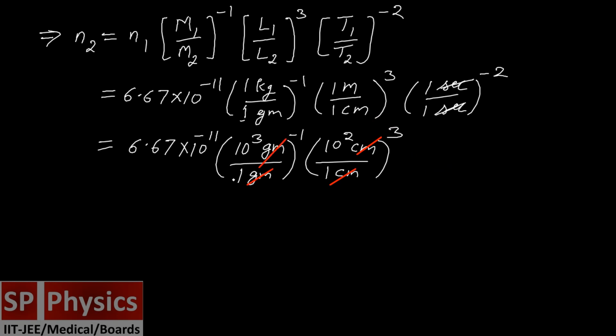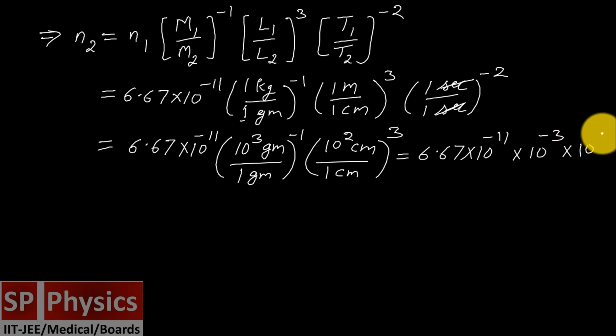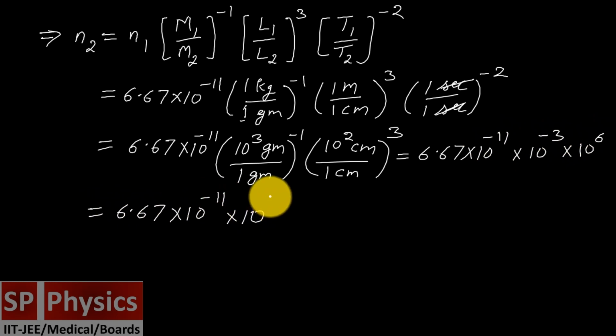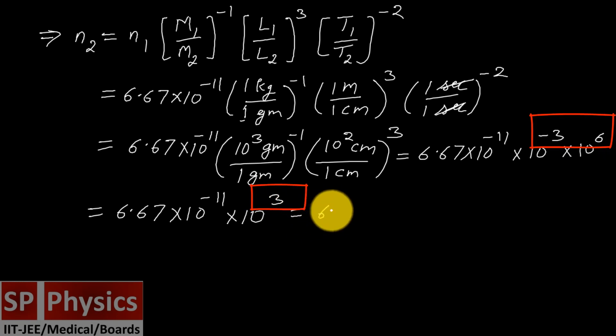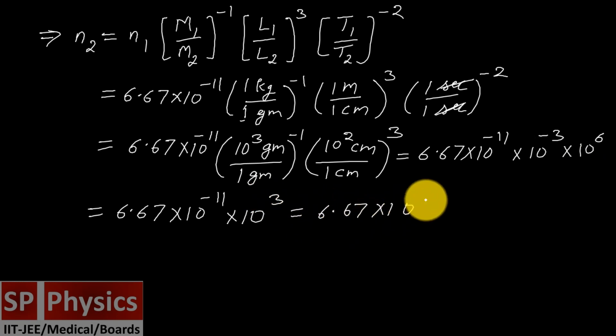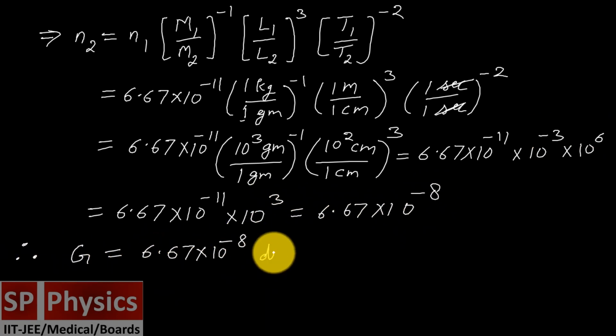You get N2 is equal to 6.67 into 10 to power minus 11 into 10 to power minus 3 into 10 to power 6. It will be equal to 6.67 into 10 to power minus 11 into 10 to power 3. 6 minus 3 is 3. It will be equal to 6.67 into 10 to power minus 8. Therefore, in CGS units, the value of G is equal to 6.67 into 10 to power minus 8 dyne centimeter square upon gram square.